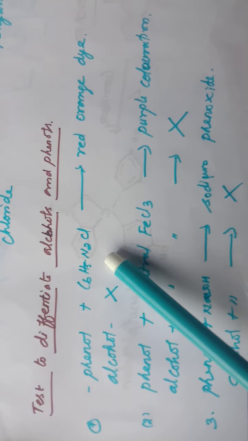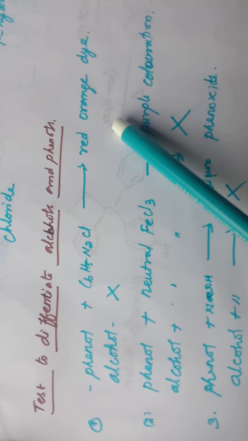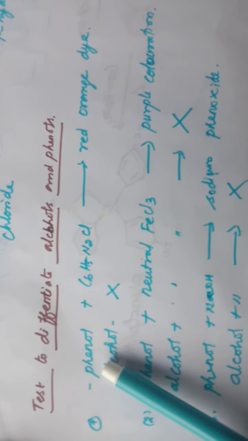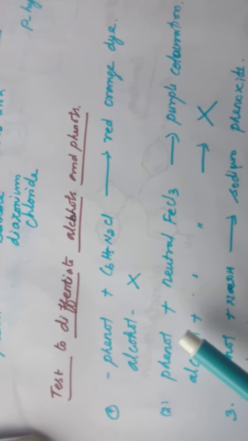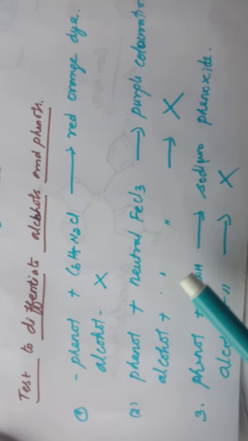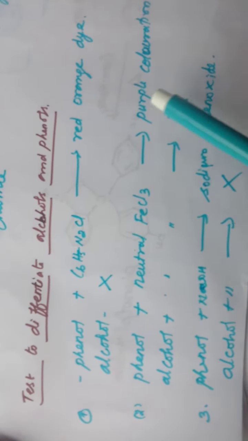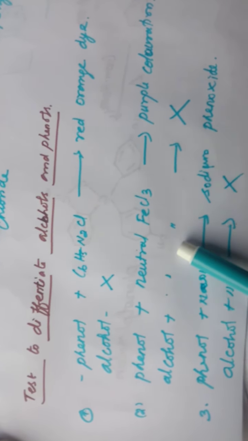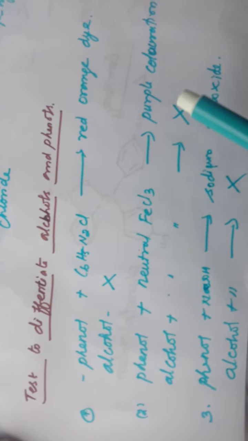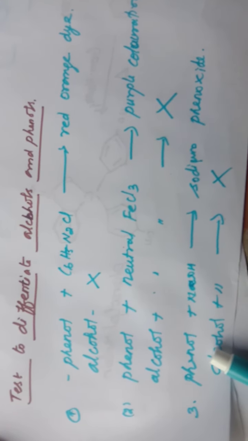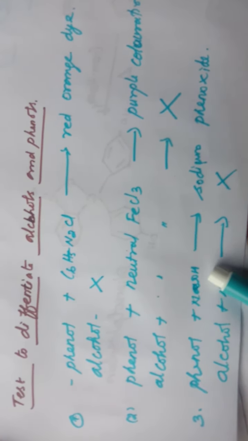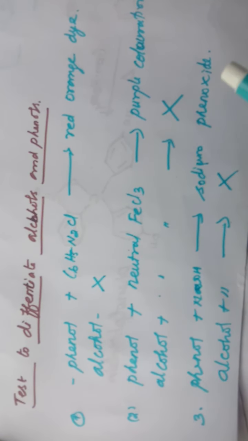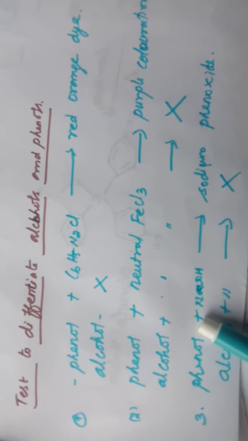The first one is phenol, when it is treated with benzene diazonium chloride, it gives the red-orange dye, but alcohol does not undergo this reaction. Second one is phenol, when it is treated with neutral ferric chloride, it gives purple coloration, but alcohol does not give such a coloration. Third one is phenol, when it is treated with sodium hydroxide, it gives sodium phenoxide, but alcohols do not react with the sodium hydroxide.